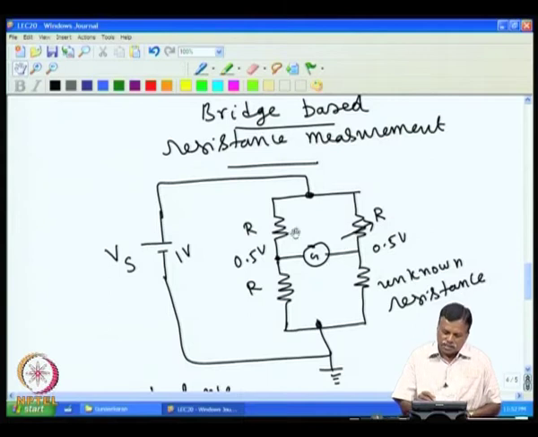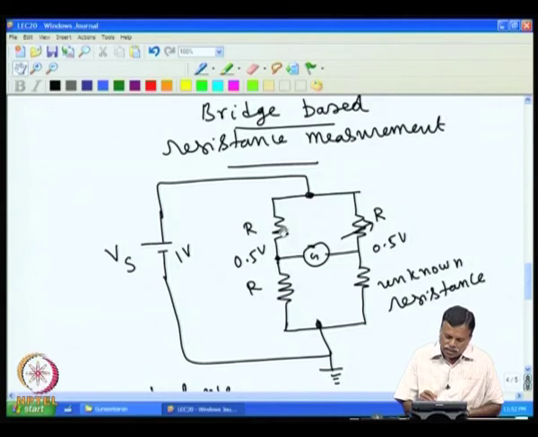With temperature, these resistances change equally. Whatever change happens here, the same thing happens here, and here as well as here; the same change occurs in all of them. You will find the balance is not getting affected at all. In case the supply voltage changes, that also will not affect the balance of the bridge, because instead of 1 volt, if it goes to 1.1, then this will go to 0.55 and this also will go to 0.55, and the difference will remain the same.